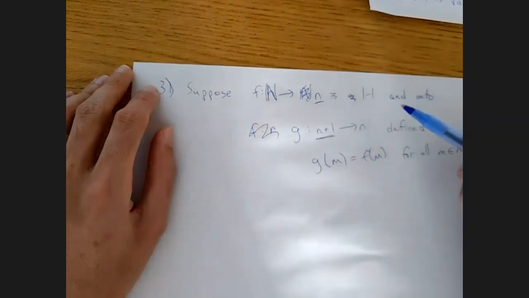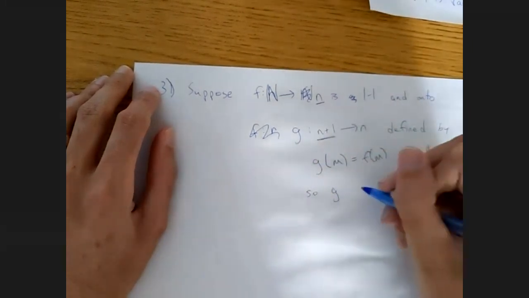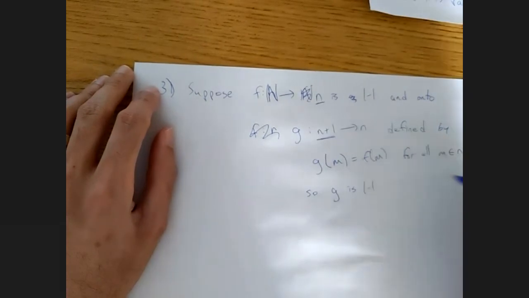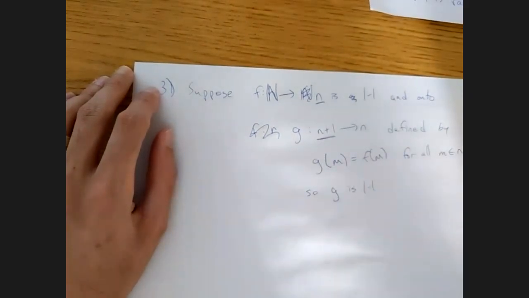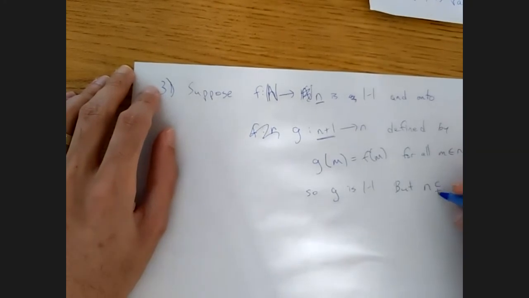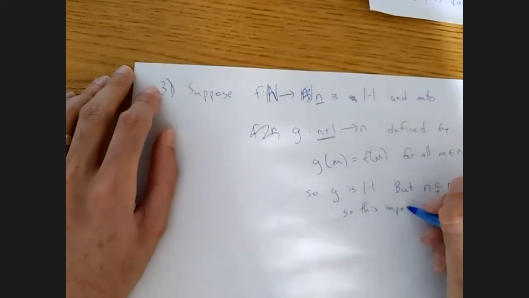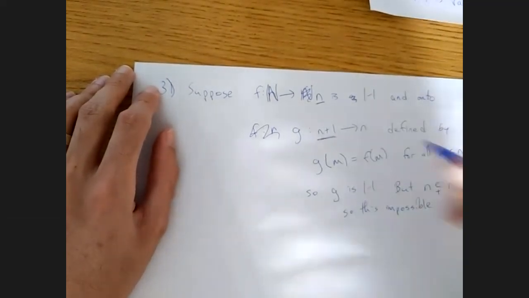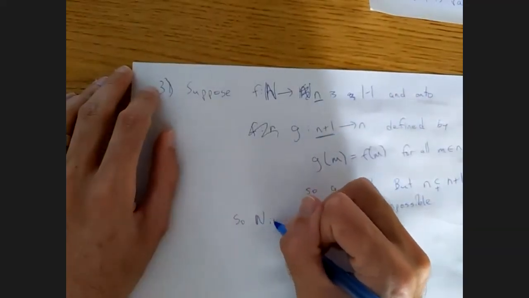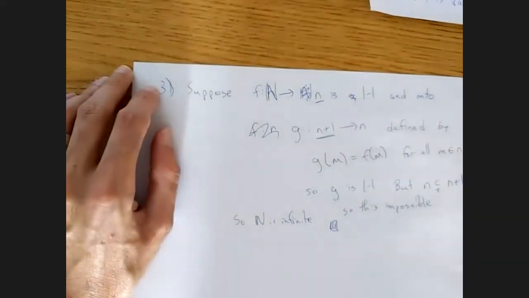Since g is the restriction of a function, it's also one-to-one. But n is a proper subset of n plus 1, so this is impossible by the lemma. So this shows that the natural numbers is infinite. That's the end of that proposition.